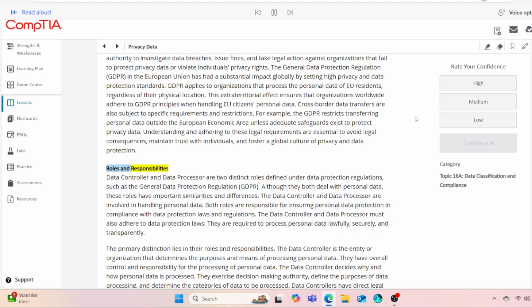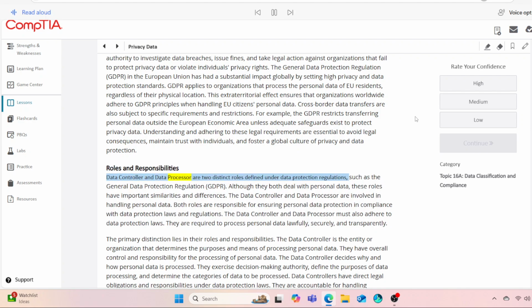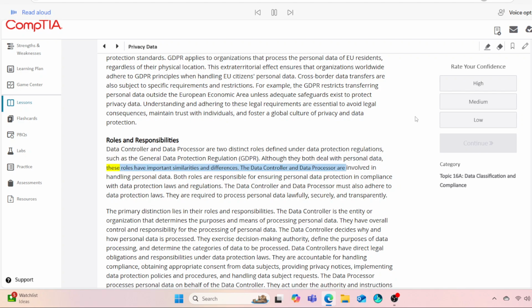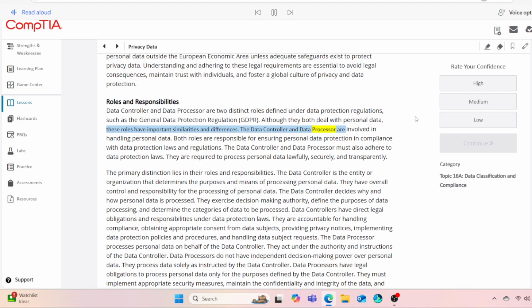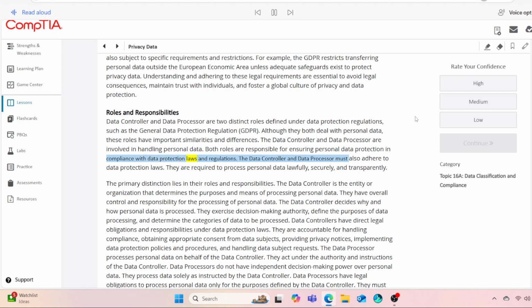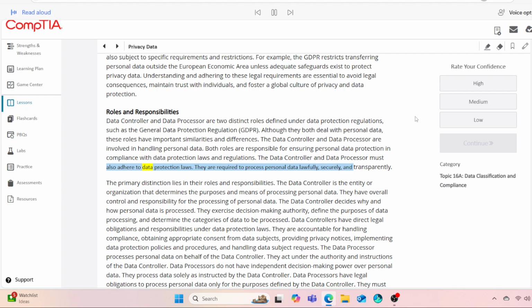Roles and responsibilities. Data controller and data processor are two distinct roles defined under data protection regulations, such as the General Data Protection Regulation, GDPR. Although they both deal with personal data, these roles have important similarities and differences. The data controller and data processor are involved in handling personal data. Both roles are responsible for ensuring personal data protection in compliance with data protection laws and regulations. The data controller and data processor must also adhere to data protection laws. They are required to process personal data lawfully, securely, and transparently.